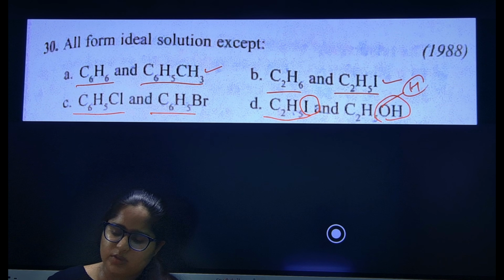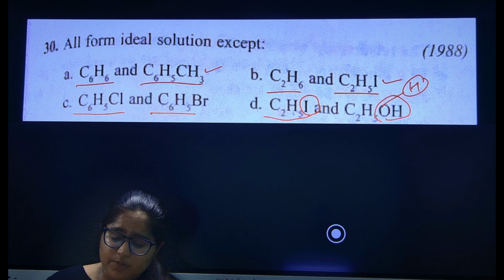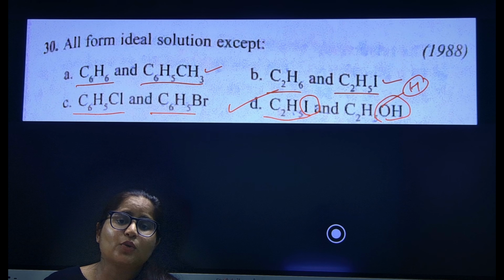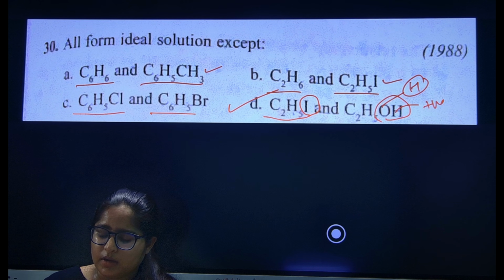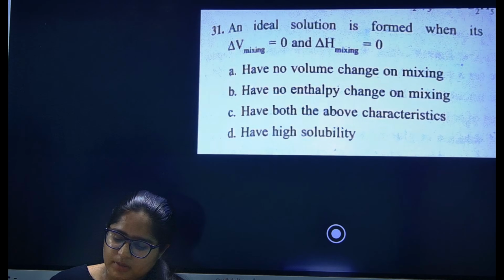Alcohol contains hydrogen bonding, very different. One alcohol, one iodine. Okay, so which option? D. And we know alcohol with anything shows positive deviation. It is non-ideal. Okay.